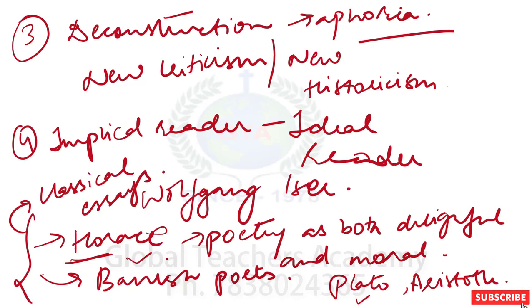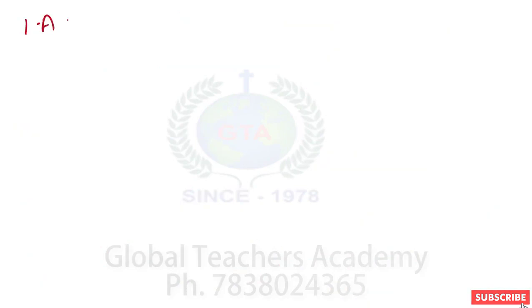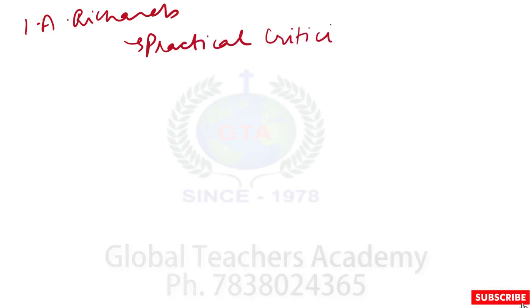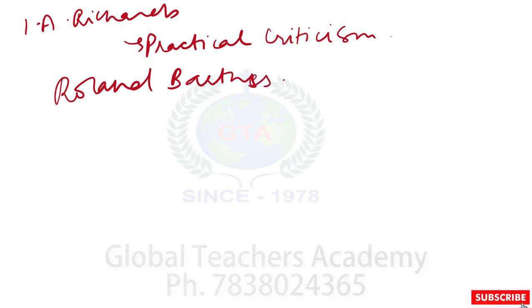Then there was a question on I.A. Richards' text, which is known as Practical Criticism, which I've also discussed in one of the previous video lectures. I'll put the link somewhere down in the description box. So there were questions like this. There were some questions that were directly from theories and some others that were from particular essays. So there was Roland Barthes' Death of the Author. Right? So that was a question.